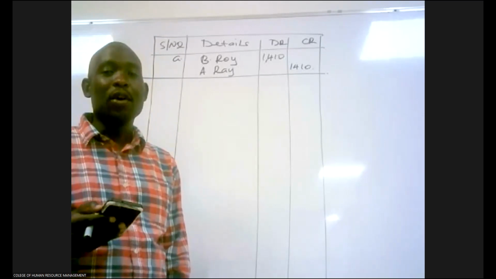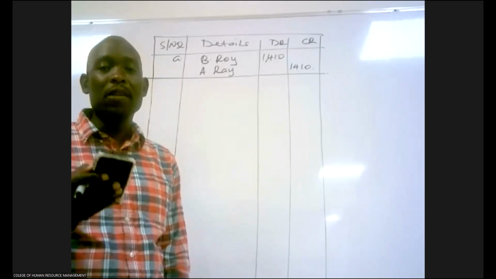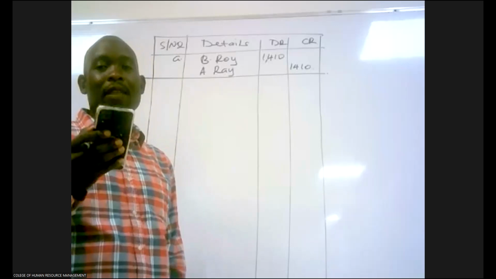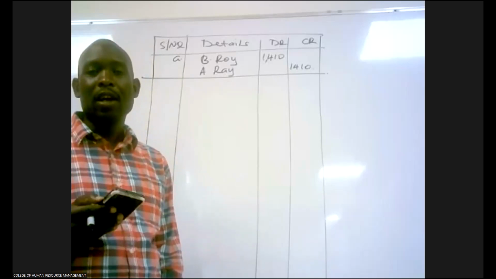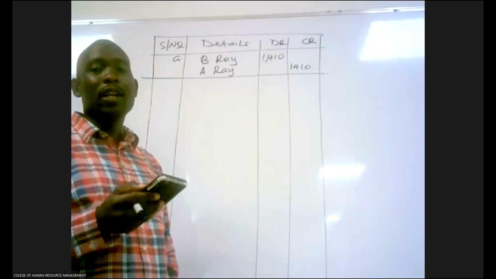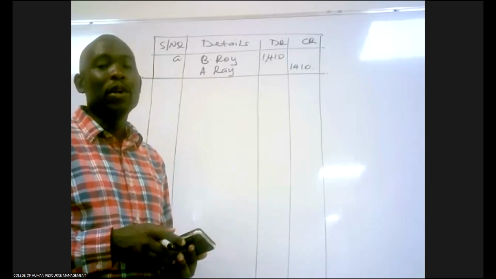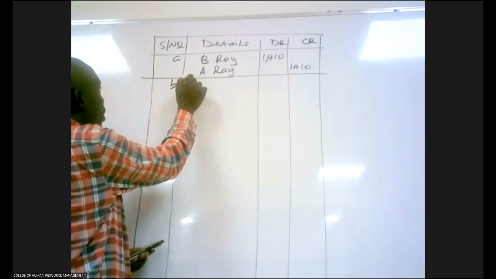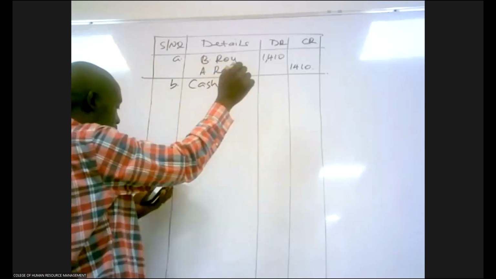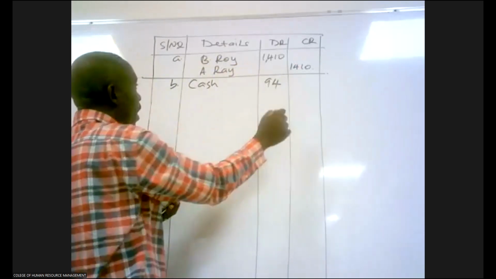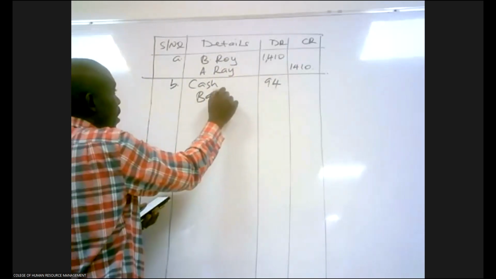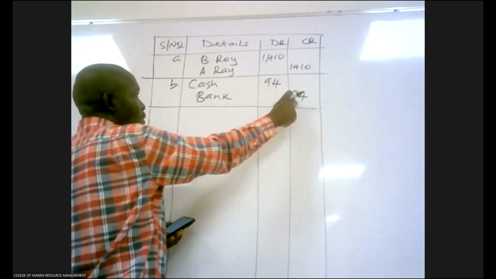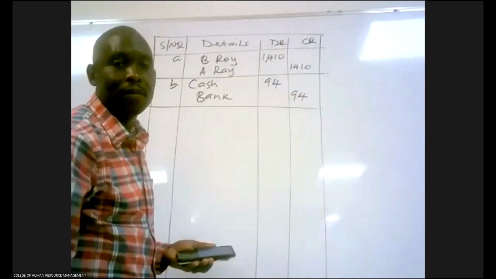So here you see, we credited cash by mistake. Therefore, we should reverse that mistake. How do we reverse a mistake that was on the credit of the cash? We debit cash to reverse the wrong credit that was made there. So in B, we shall be forced to debit cash, 94, and then credit bank, 94. Bank is the correct one that was supposed to be credited because it is a payment.